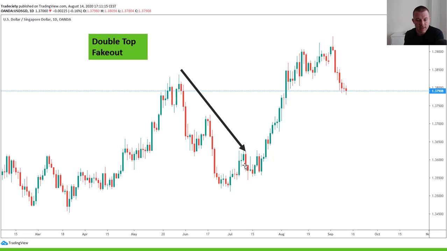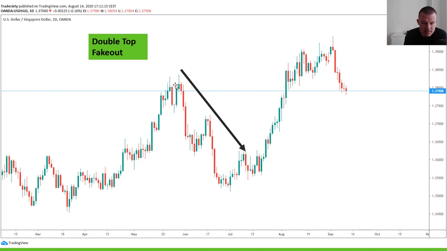We have a double top fake out. Double tops, really important. Fake outs, another great setup that I like to trade a lot. So you can see the market was in an uptrend. The uptrend here came to an end temporarily. Then we have here a second push, but you can see the market failed to continue higher.